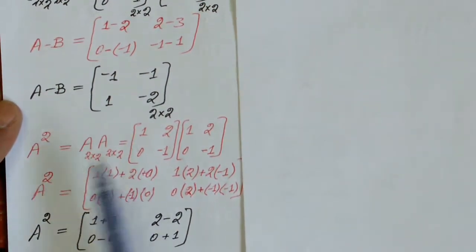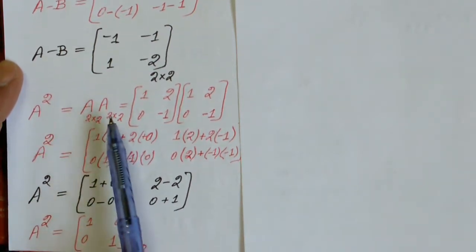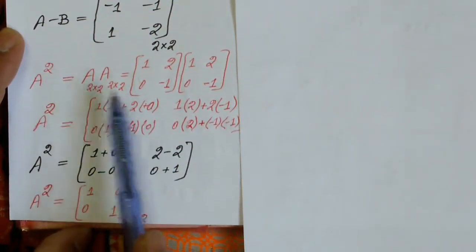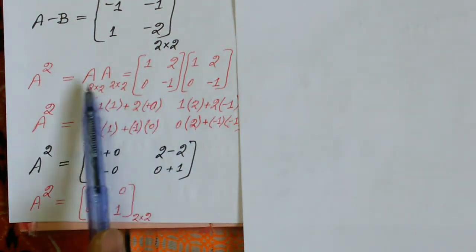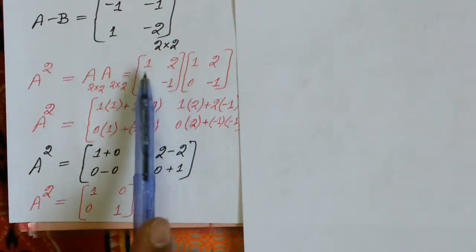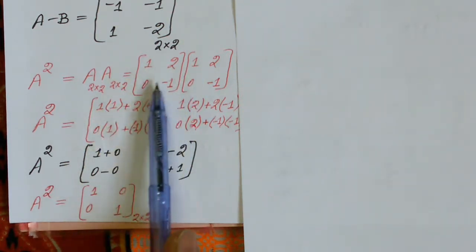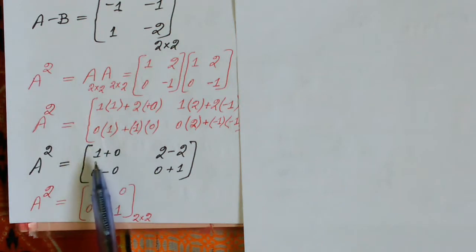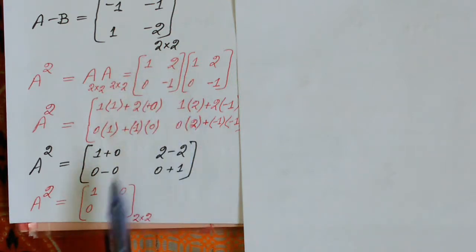Now to calculate A square, the multiplication of the matrix A with the matrix A is possible only when the matrix A is a square matrix. So the matrix A is a square matrix. The order of the matrix A is 2 cross 2. Multiply the matrix A with itself. Multiply the first row with the first column. 1 multiplied by 1 plus 2 multiplied by 0. The resulting quantity is 1 plus 0 is equal to 1. This element is obtained when we multiply the first row with first column. First row and first column.